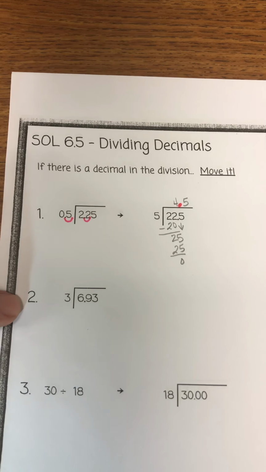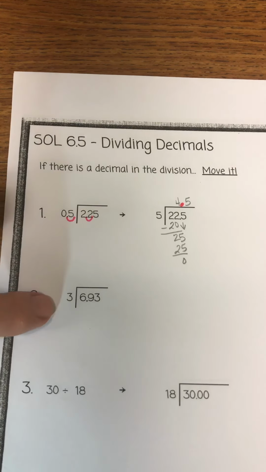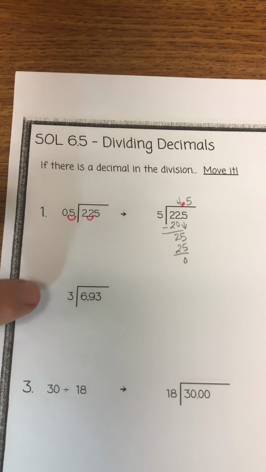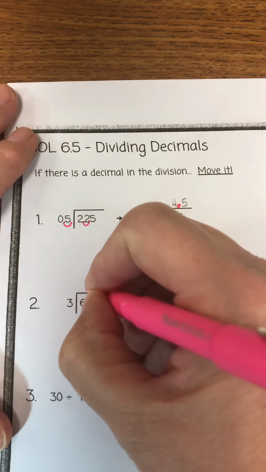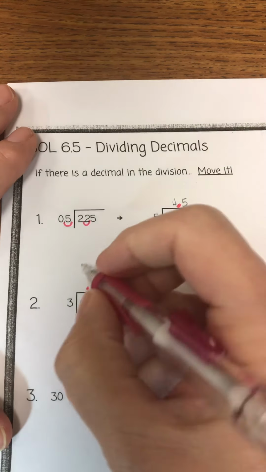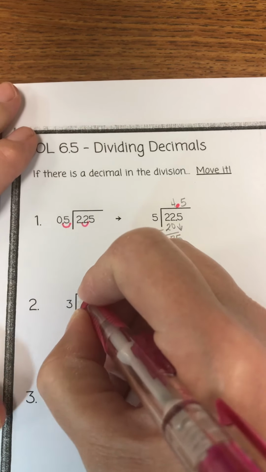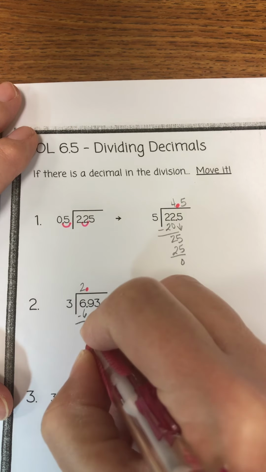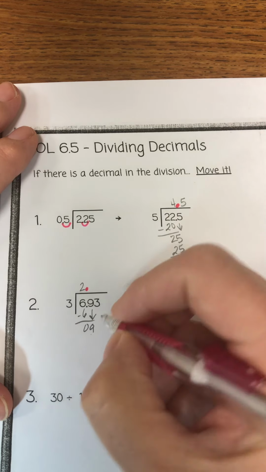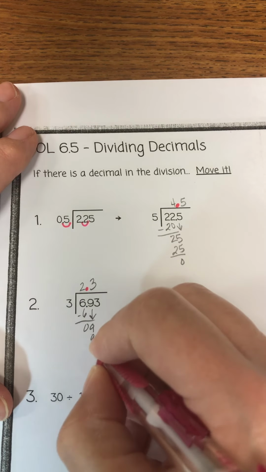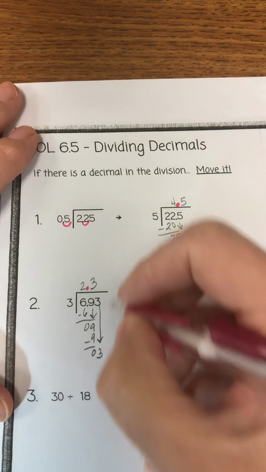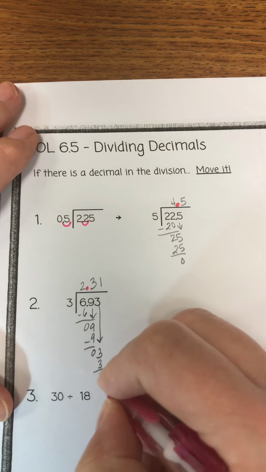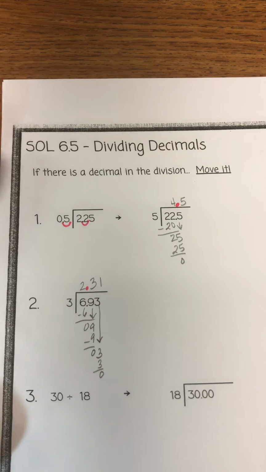Now, if you look at problem number 2, there is no decimal in the divisor, so we don't need to worry about moving it in the dividend. But we do need to put it in our quotient. All right, so let's go ahead and divide. 3 will go into 6 2 times, so that's 6. Bring down your 9. 3 will go into 9 3 times. And don't forget to bring down your 3. 3 will go into 3 once. So this was, again, a nice, easy problem. Terminating, don't need to worry about repeating decimals.